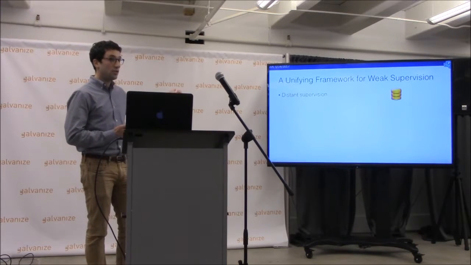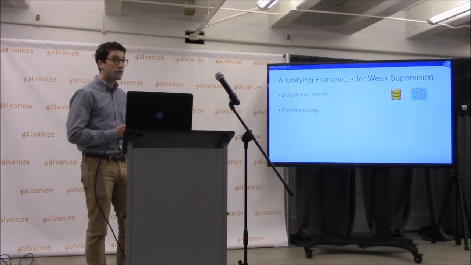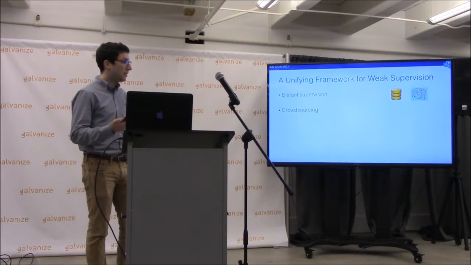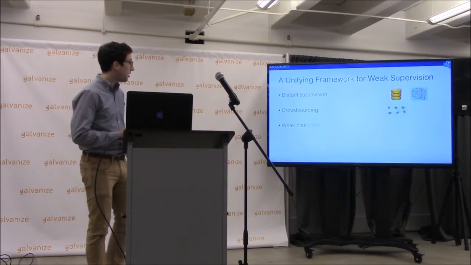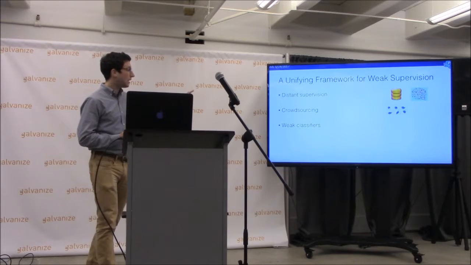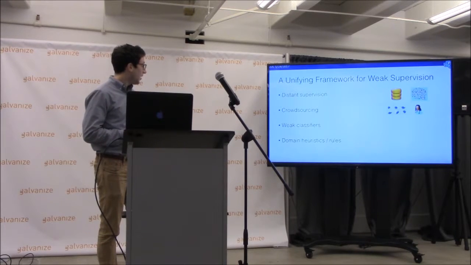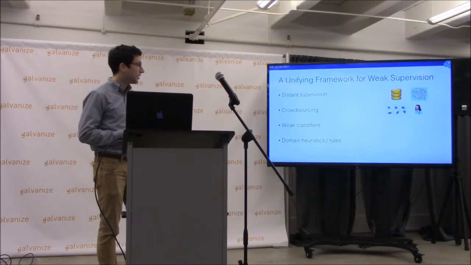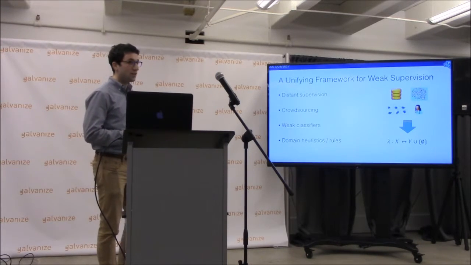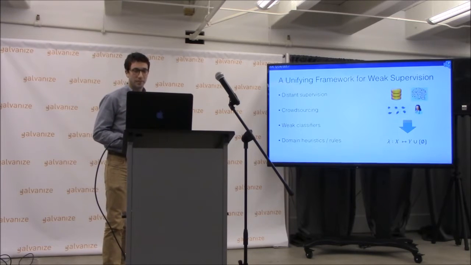So examples include distant supervision, which is very commonly used in the NLP space. Crowdsourcing, so getting lots of overlapping labels from maybe lay annotators who don't know the subject matter as well. Possibly using weak or biased classifiers to bootstrap the problem, or applying domain heuristics or rules to generate these labels. And so we just represent these all as these labeling functions, and they're pretty easy to express as just Python functions in the current framework.